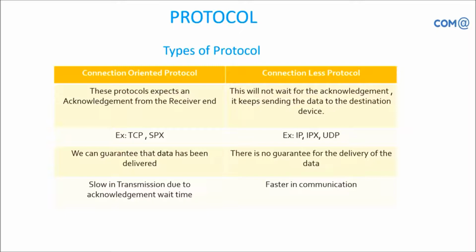Connectionless is where, whether I'm getting the acknowledgement or not, I'll keep on sending the information to the destination so that I can finish my job faster. So connection oriented protocol is a kind of slow communication and connectionless is a faster communication. Wherever it is required, based on the project design requirement, we use these kinds of protocols.